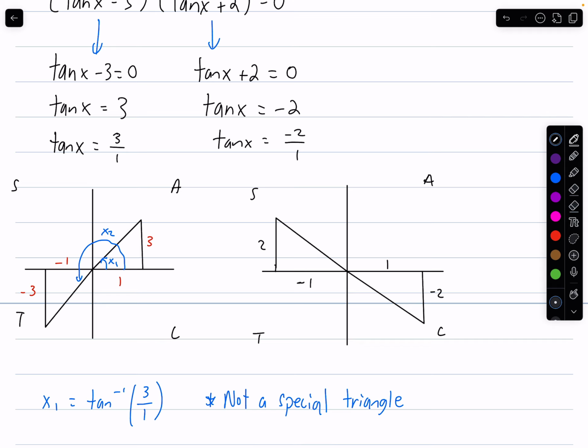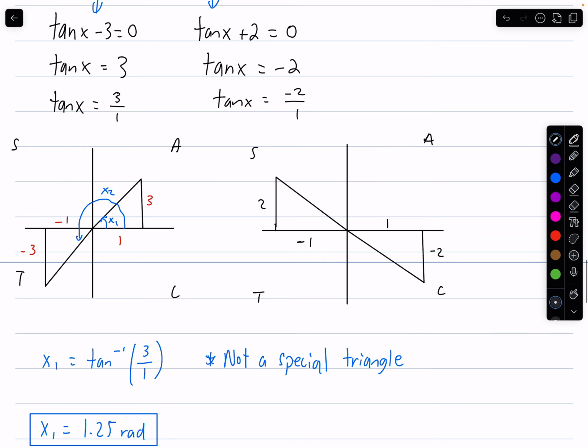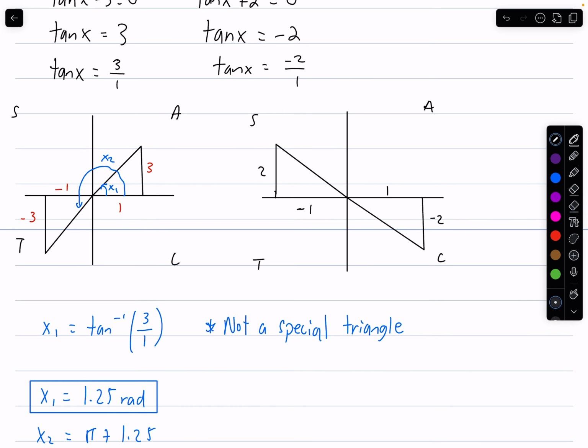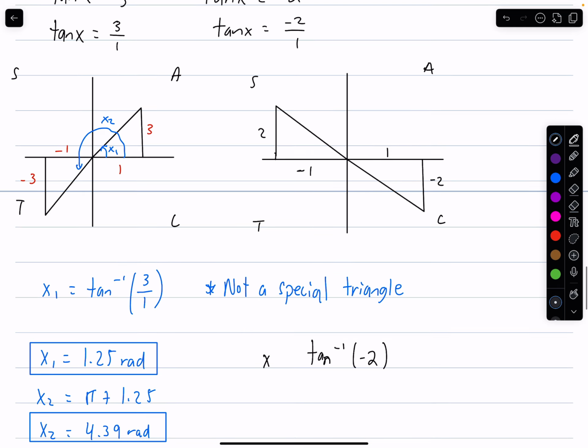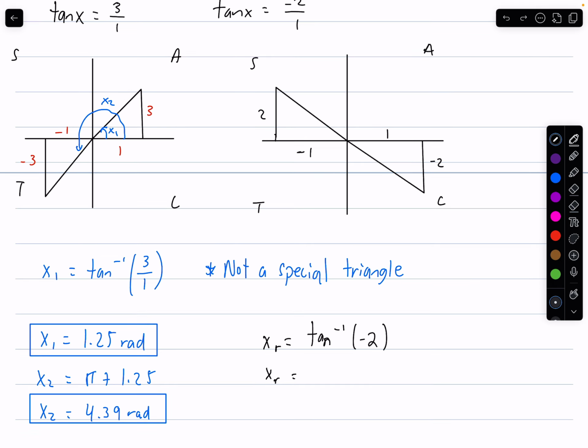Okay, so first, we've got to actually find out what that x value is. So if I take the tan inverse of negative 2, I'll find my x, which is my reference angle. So I'll call this xr for the reference angle. And the reference angle I'm going to get is going to be 5.18 rad. Sorry, not 5.18 rad. That's wrong. Let me just double check this in my calculator. So the inverse of tan of negative 2, we get negative 1.1.